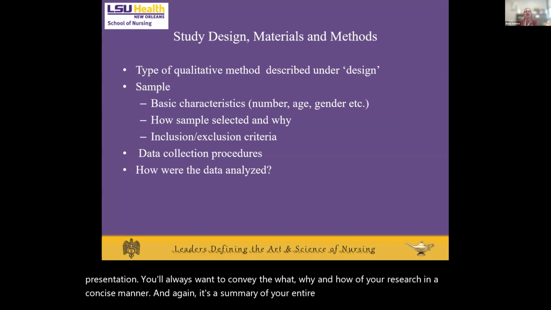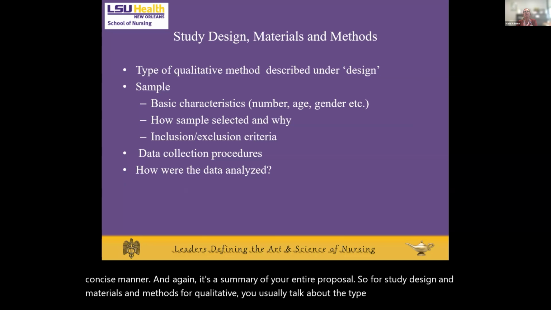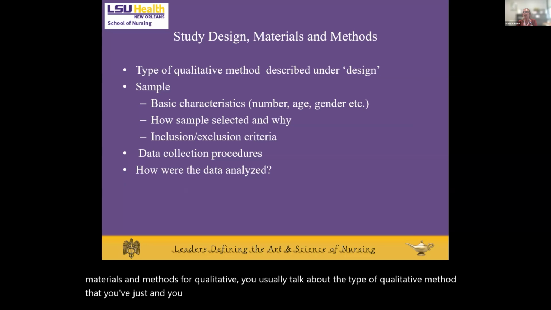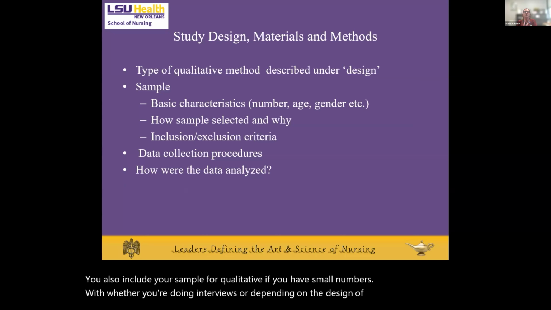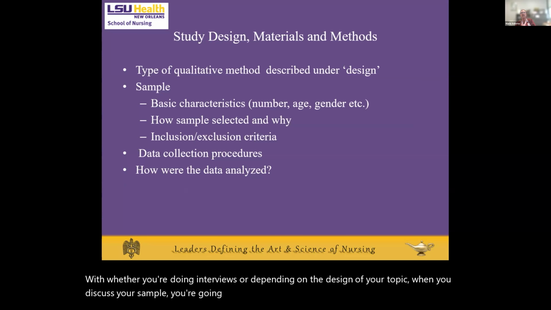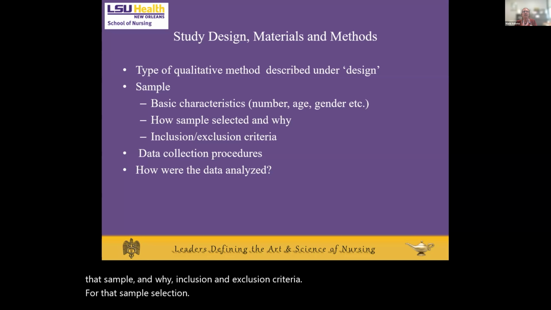So for study design and materials and methods, for qualitative, you usually talk about the type of qualitative method that you describe under design. You also include your sample. For qualitative, if you have small numbers, with whether you're doing interviews or depending on the design of your topic, when you discuss your sample, you're going to talk about their basic characteristics, how you selected that sample and why, inclusion and exclusion criteria for that sample selection, your data collection procedures, and how your data were analyzed.